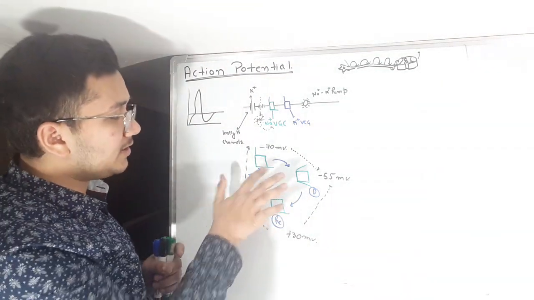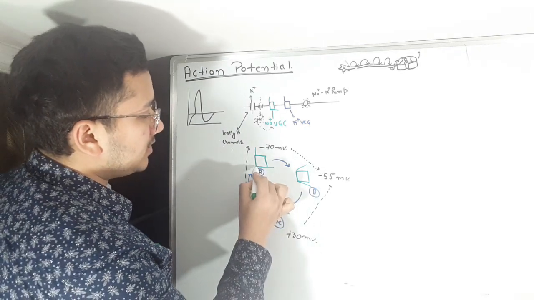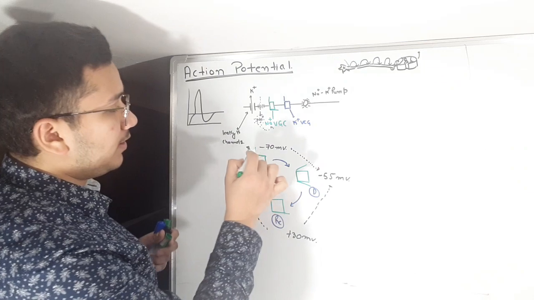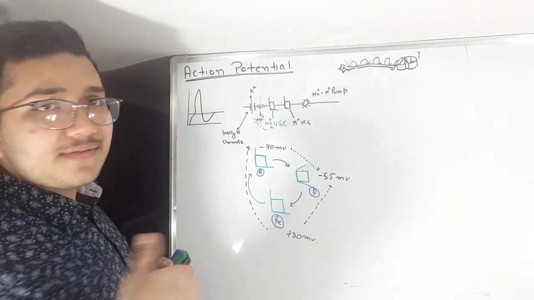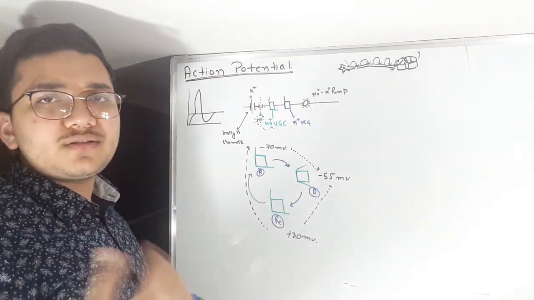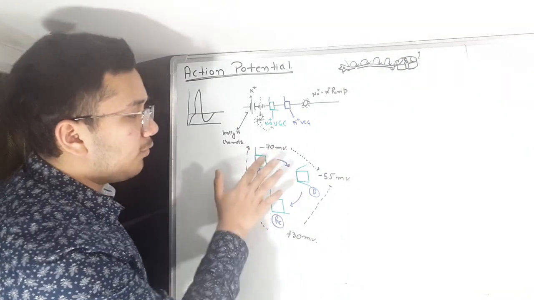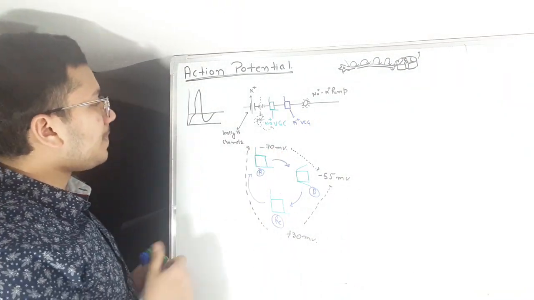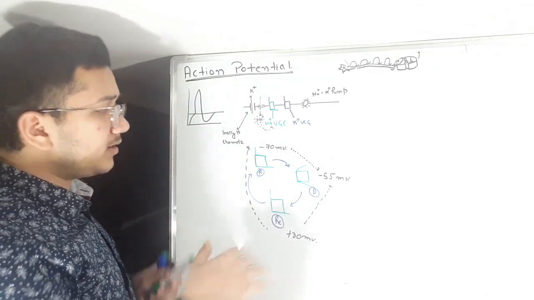This is the resting condition, and here is the inactivation gate of our sodium voltage gated channel at minus 70 millivolt. When the membrane is at rest, we have established a resting membrane potential of minus 70 millivolt. So at this point nothing is happening.